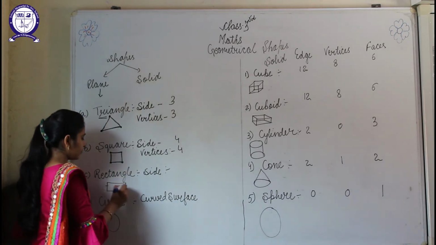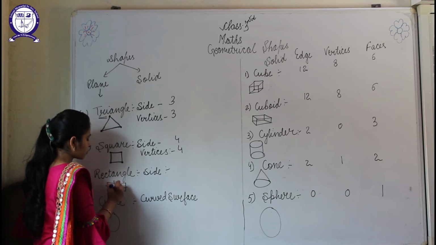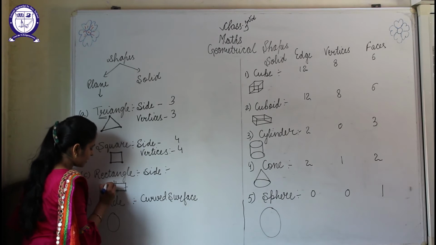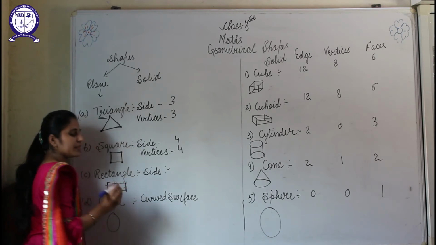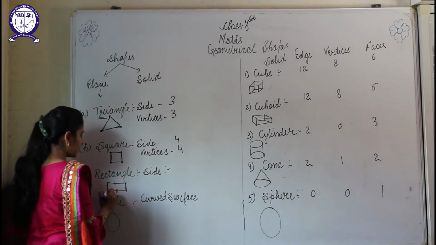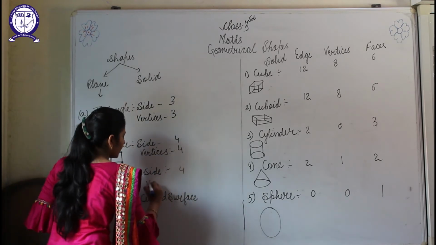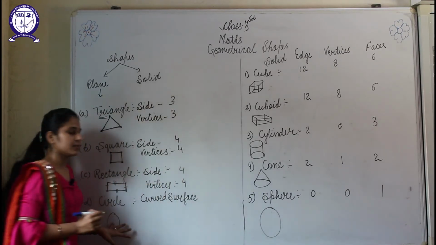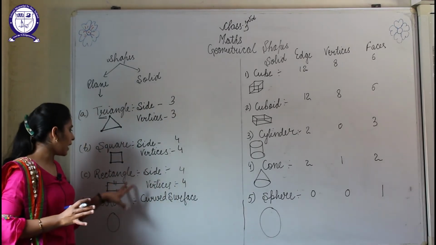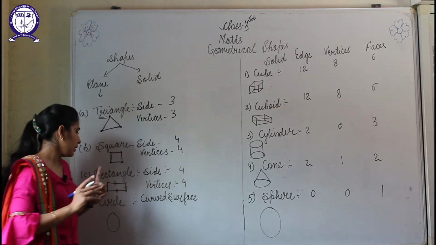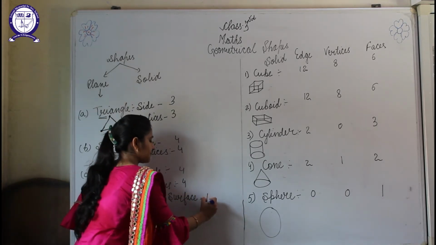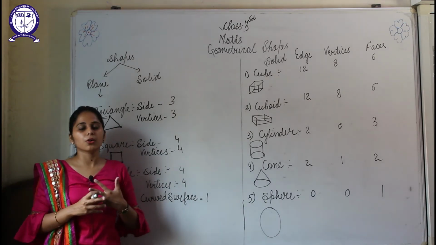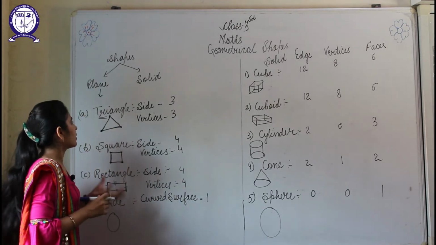Take care that in a square all the sides are equal. In a rectangle there are 4 sides, students, but the opposite sides are equal. This side is opposite to this and this side is opposite to this. And how many sides are there? 4. And how many vertices are there, students? 4. And in a circle there is no side and there are no vertices. There is only one curved surface, student. Okay, these figures can also be drawn on paper, and we can also cut them out.